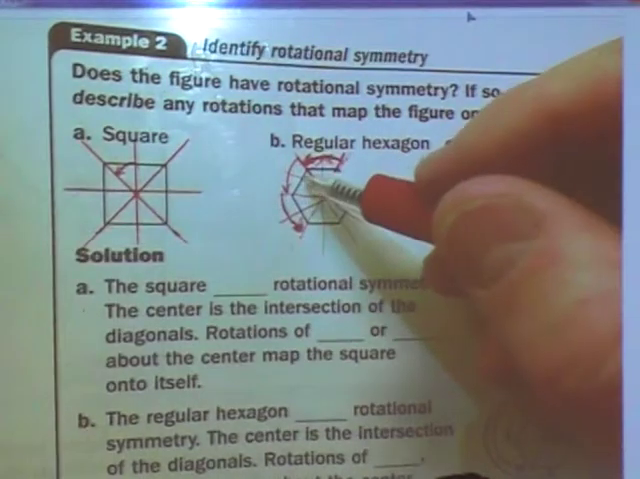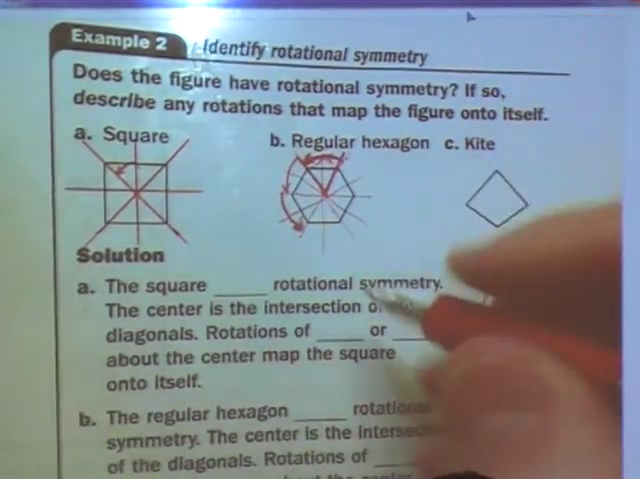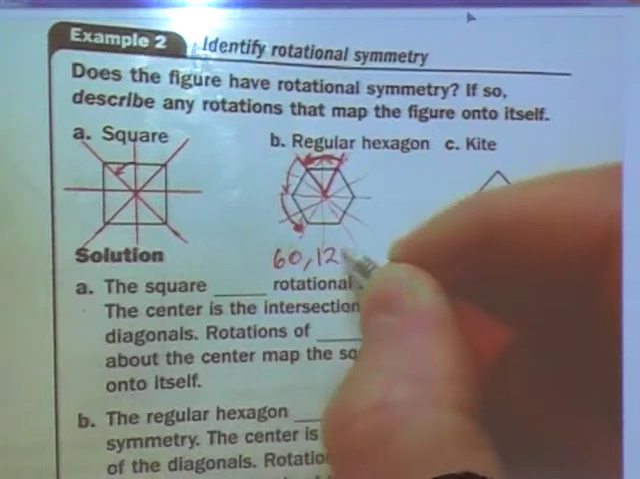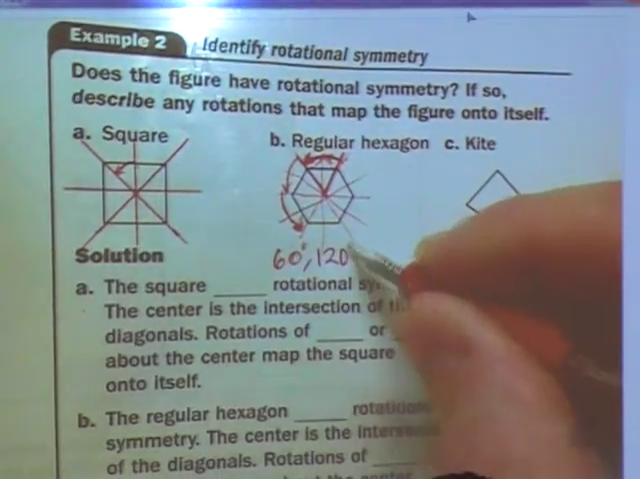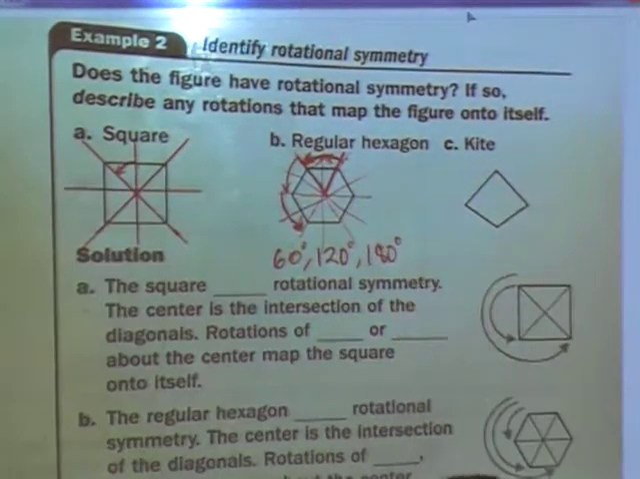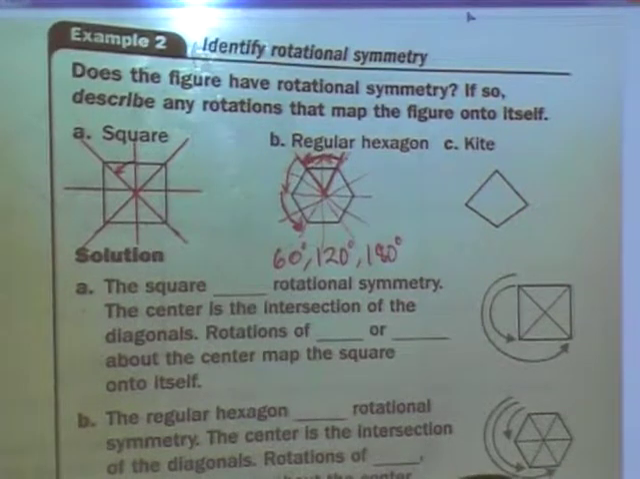On the homework, do you want us to draw the line of symmetry and do this with every problem? You do what it tells you to do. 60, 120, and 180. Those are the 3 degrees that you would list for rotational symmetry.